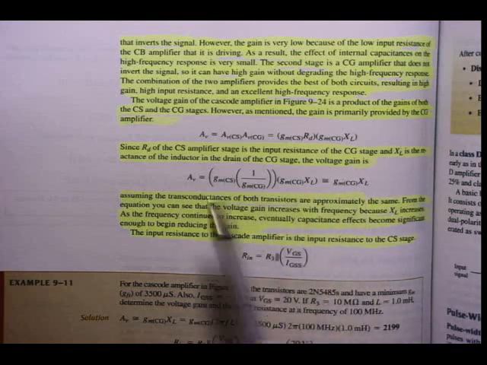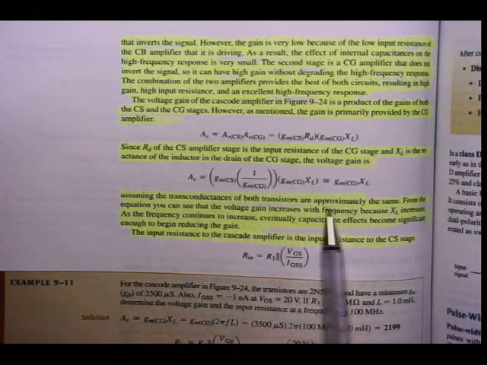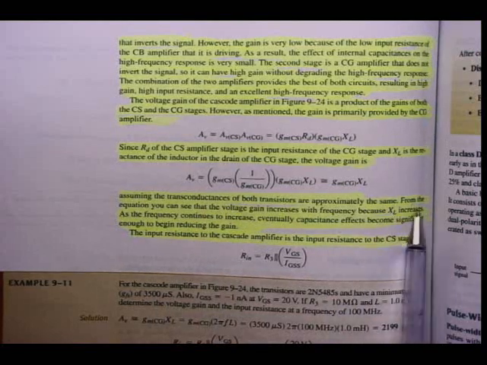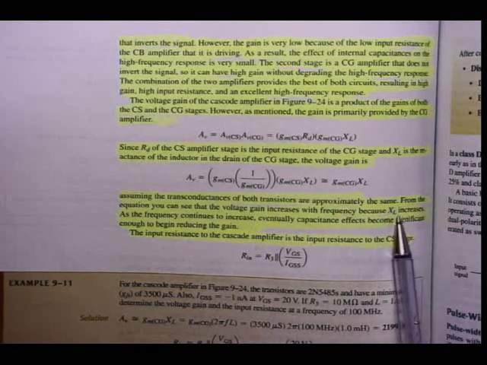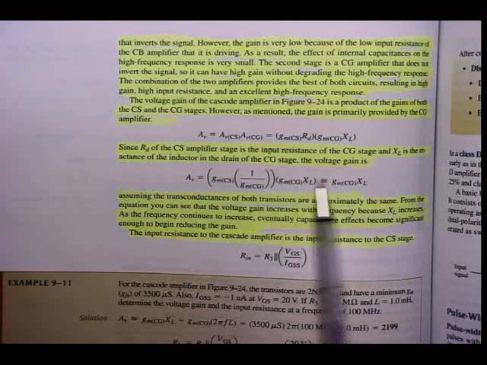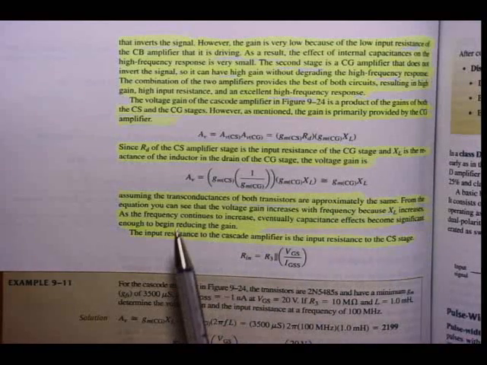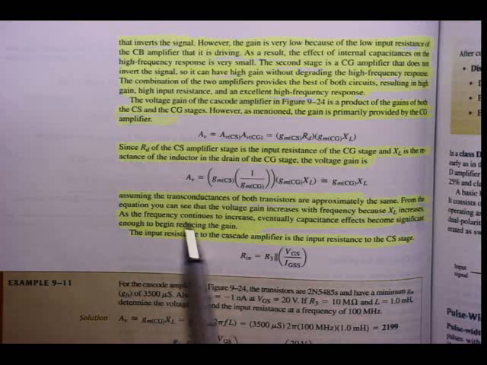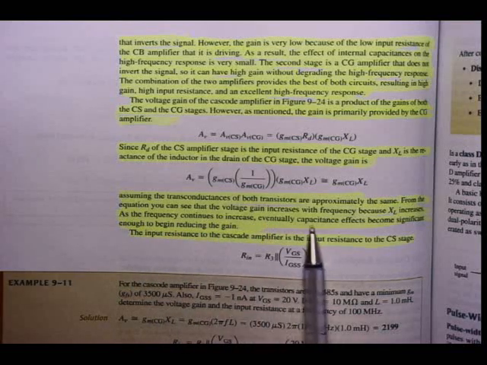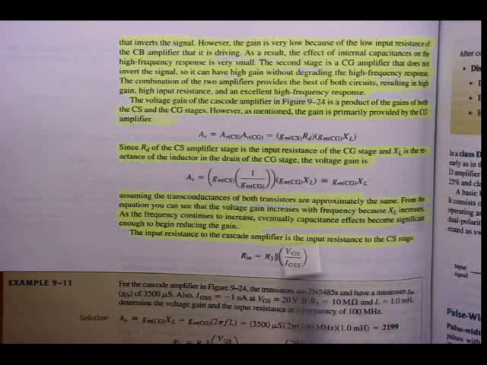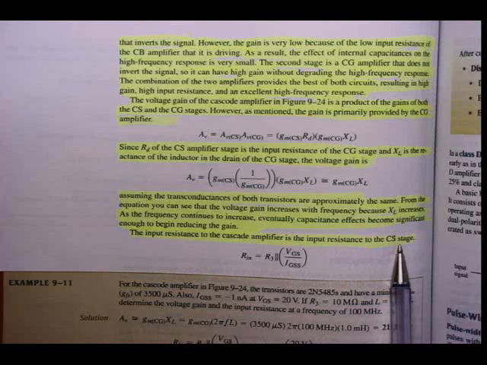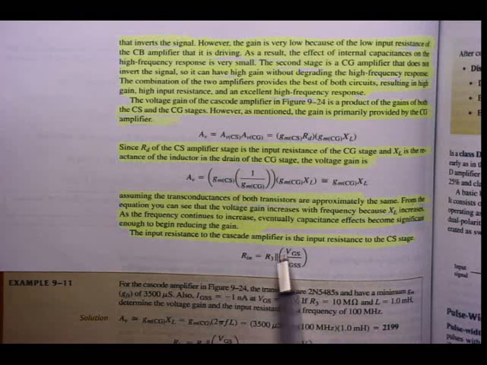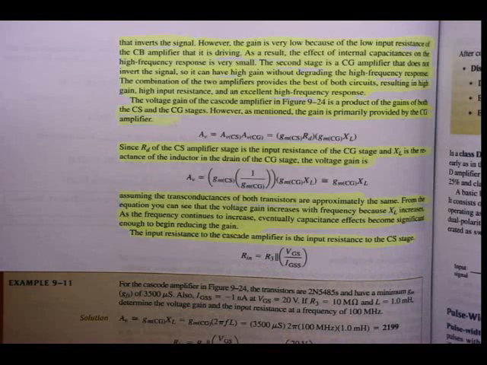Alright, so the voltage gain is that, assuming that the transconductance of both transistors is approximately the same. So from the equation you can see that the voltage gain increases with frequency because XL increases. Okay, you can see that from that formula. As the frequency continues to increase, eventually the capacitance effects become significant enough to begin reducing the gain. Alright, and then the input resistance of the cascode amplifier is the input resistance of the common source stage. Of course, Rin is R3 in parallel with VGS over IGSS.